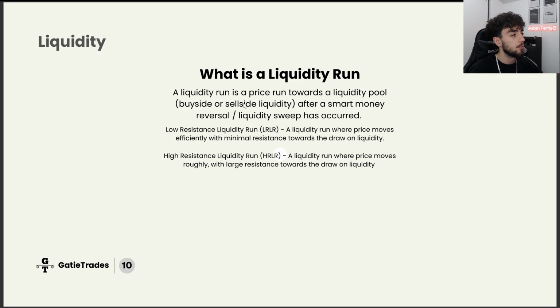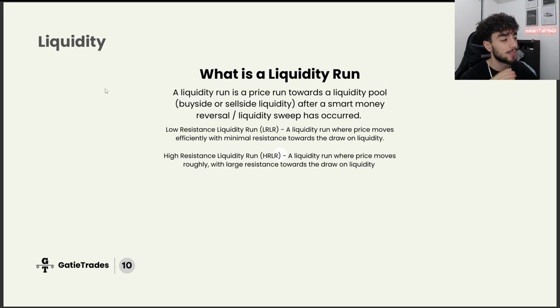When there is a liquidity sweep, you can look for a liquidity run towards a liquidity pool, meaning buy side or sell side liquidity. Now there's two types of liquidity runs in the marketplace. There is a low resistance liquidity run and a high resistance liquidity run. Exactly what you would expect them to mean. A low resistance run is where price moves efficiently with minimal resistance towards the drawn liquidity, the drawn liquidity being that opposing liquidity pool.